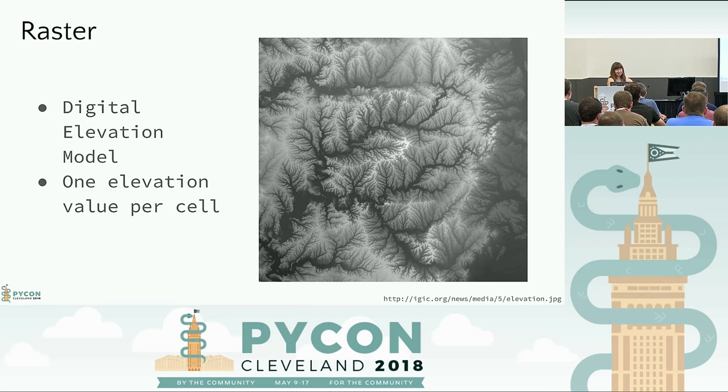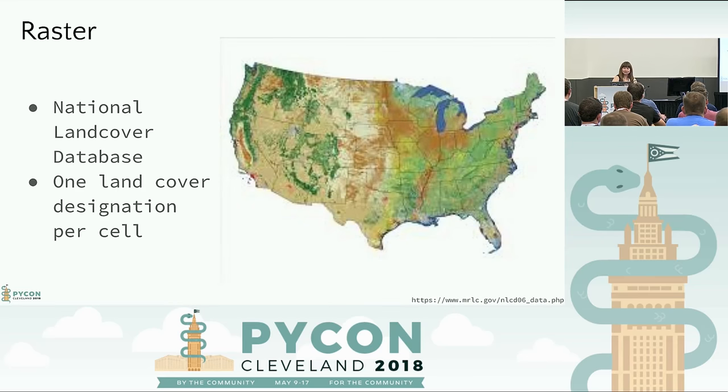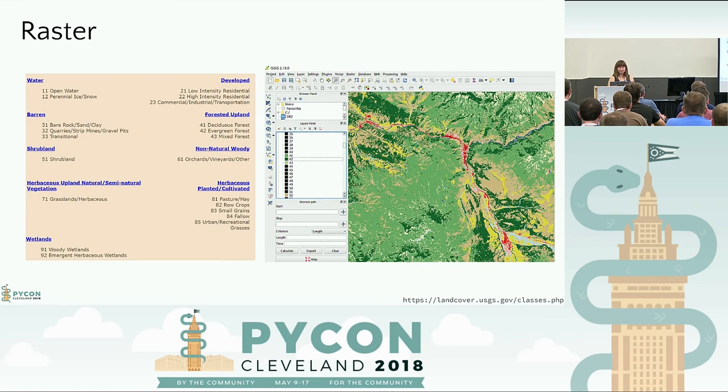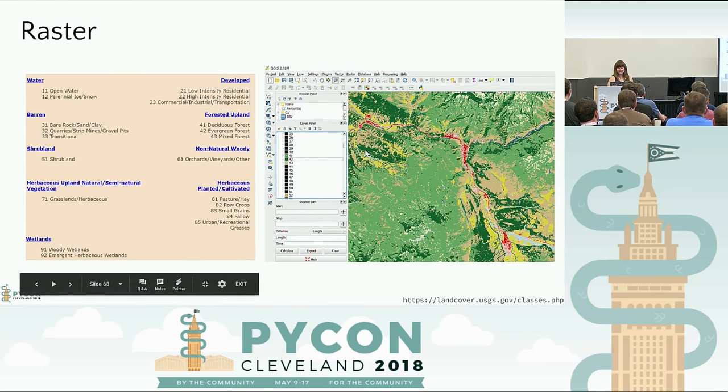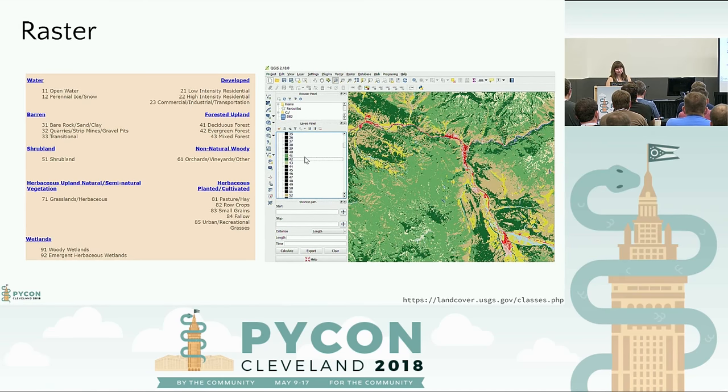Raster data, in contrast, has an example in the digital elevation model, like I mentioned. It's an image with pixels, and every pixel has an elevation value. The US also has a national land cover database, which is another example of a raster data set where every pixel has a land cover designation. Everywhere on Earth has a land cover designation, which is why this makes a good raster format. If I load the national land cover database into my map, I don't get the same kind of tabular connection that I did with the vector data. Instead, every cell that has a 42, which is evergreen forest, if I click on that 42, it'll select all the cells that have that designation.